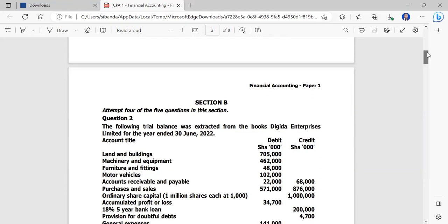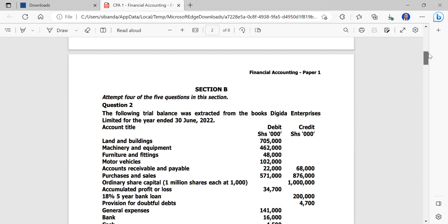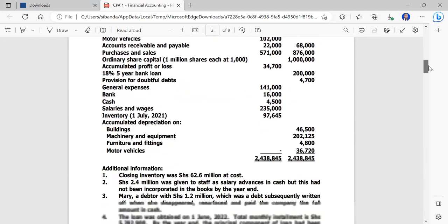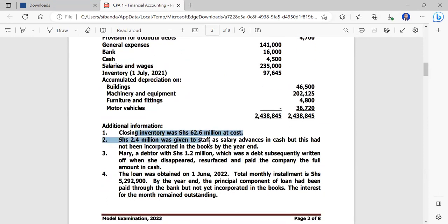So we can see the first question here is providing us a trial balance extracted from the books of Digida Enterprises Limited for the year ended 30th June 2022. And they're providing us different items here. This is a trial balance. So land and building, machinery, furniture and fittings, motor vehicle, accounts receivable, purchases and sales, and so on. And then they are giving us closing inventory, basically additional information.